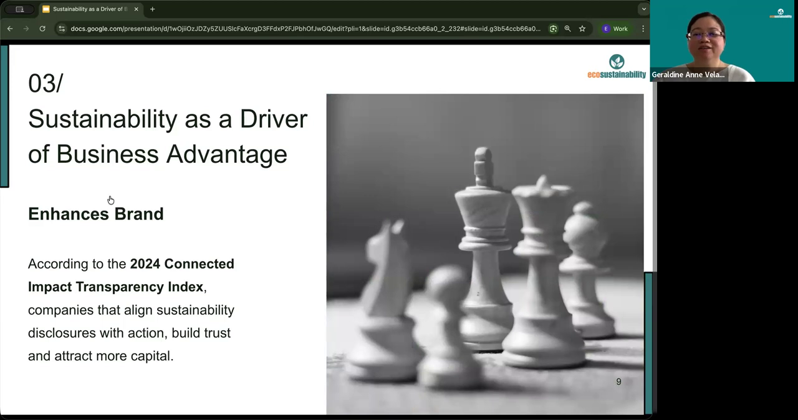As investors are increasingly prioritizing long-term value over short-term gains, purpose-driven companies now appear to be good investments more than ever. Transparency in a company's sustainable practices has become non-negotiable for investors. It's really important. According to the 2024 Connected Impact Transparency Index, companies that align sustainability disclosures with action build trust and attract more capital. Transparency and purposeful action make a company stand out and build trust with stakeholders, which is invaluable in today's marketplace. Sustainability is more than doing the right thing. It is a way to differentiate and enhance a brand.